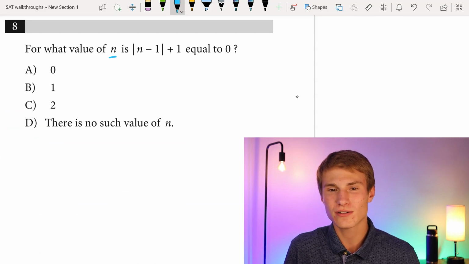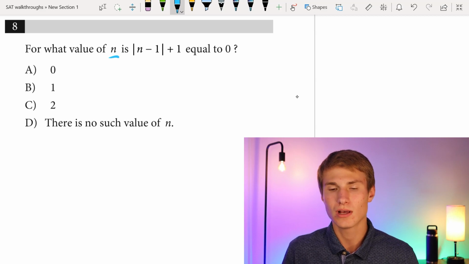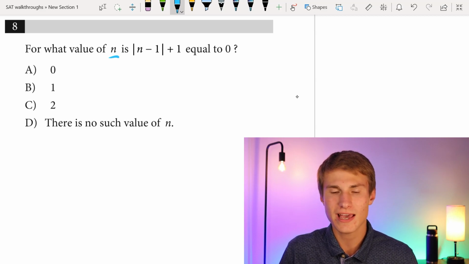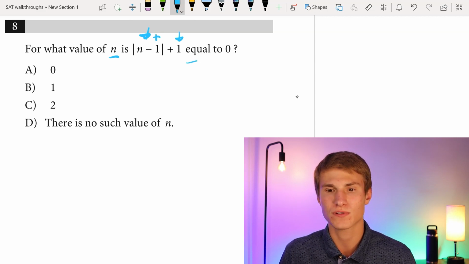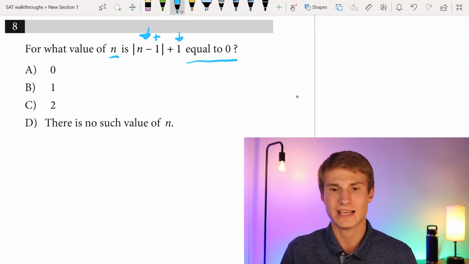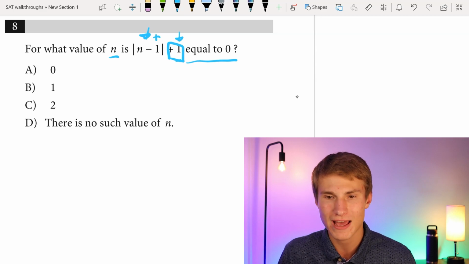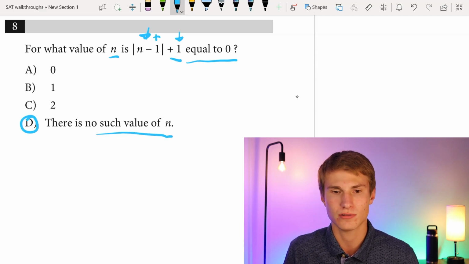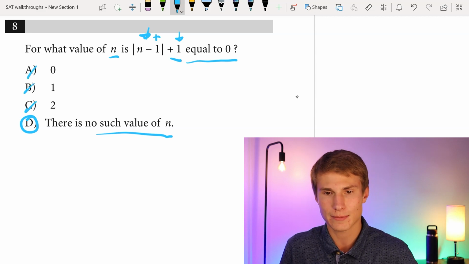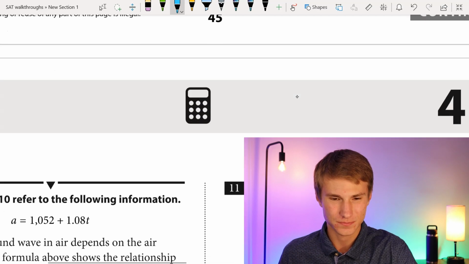Number 8 says, for what value of n is the absolute value of n minus 1, plus 1, equal to 0? Key thing to recognize here, since we have absolute value of n minus 1, that has to be positive. So we're taking a positive number and we're adding 1 to it. It will never equal 0, because we can't remove this 1 at all because we have that absolute value there. So the true answer here is that it's never going to be any value of n. Because it's absolute value and we're adding to it, we can never equal 0. All right, moving on to number 9 now.